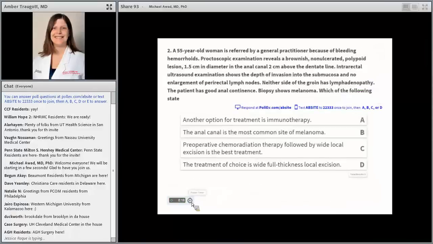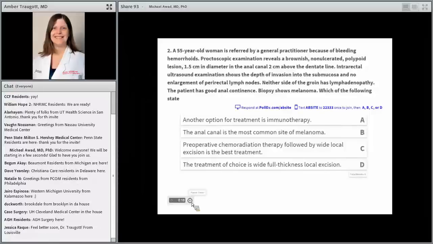Next question. A 55-year-old woman is referred by a GP because of bleeding hemorrhoids. Proctoscopic examination reveals a brownish, non-ulcerated polypoid lesion, 1.5 centimeters in diameter, in the anal canal and 2 centimeters above the dentate line. Intrarectal ultrasound shows depth of invasion into the submucosa and no enlarged perirectal lymph nodes. There is no inguinal lymphadenopathy, and the patient has good continence. Biopsy shows melanoma. Which of the following is true?